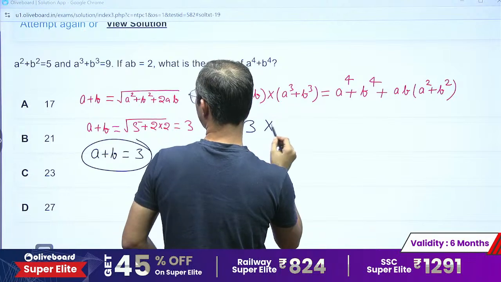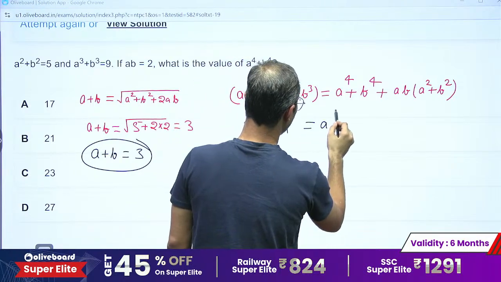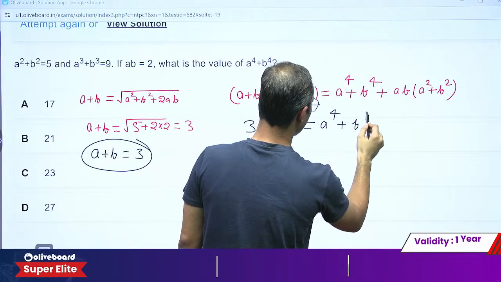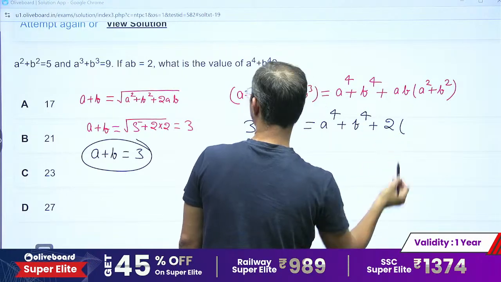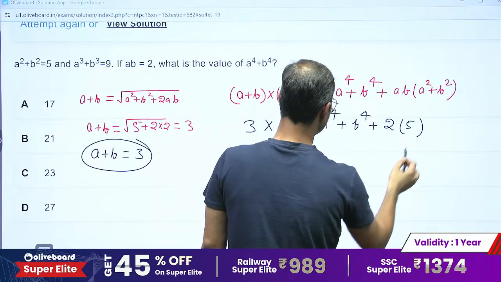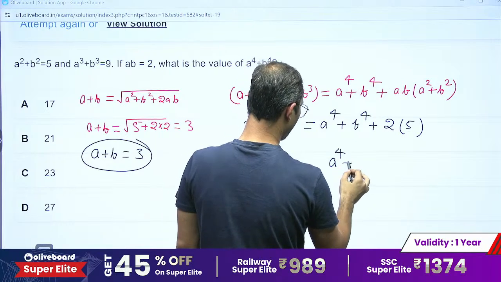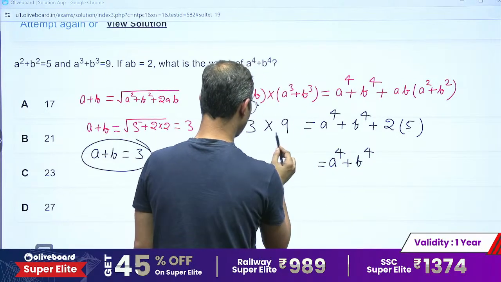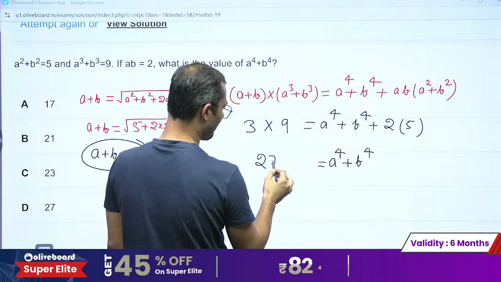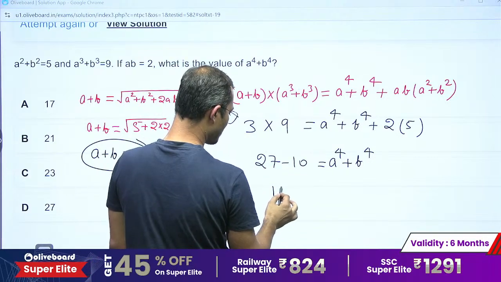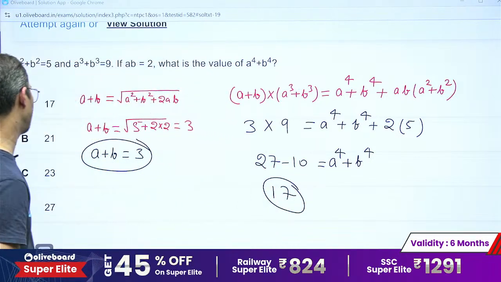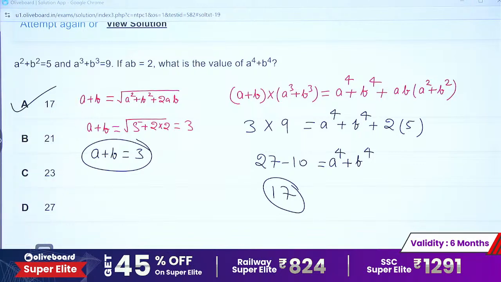And A cube plus B cube is how much? 9 is equal to A to the power 4 plus B to the power 4 plus AB, which is 2, into A square plus B square, how much? 5. So the value of A to the power 4 plus B to the power 4 is equal to 9 into 3, 27 minus 10. So this is going to be 17. So 17 is the right answer. Option A is the right answer. I hope this is very much clear to you all.